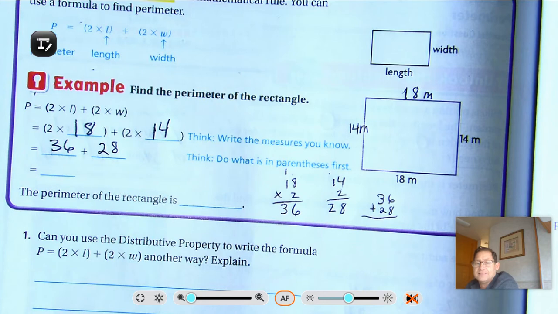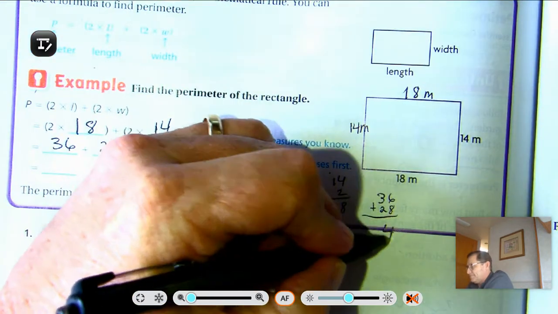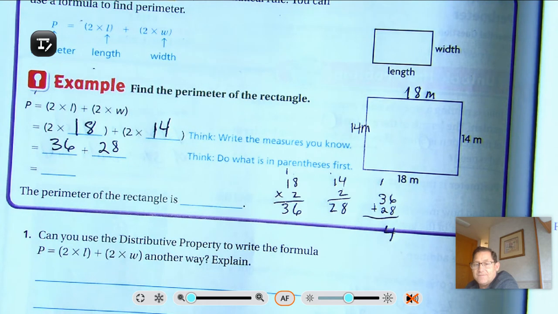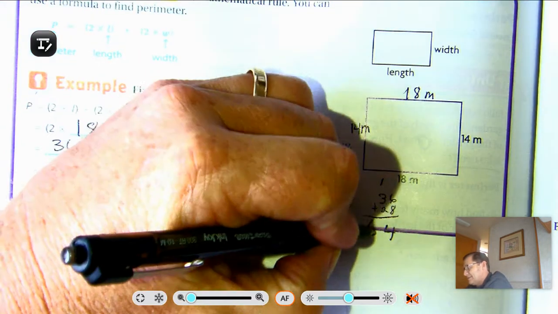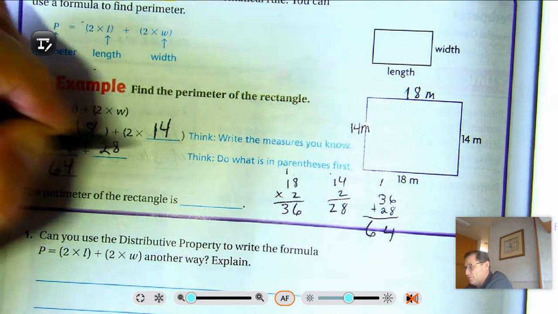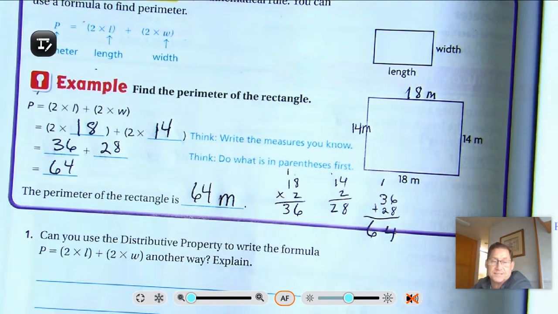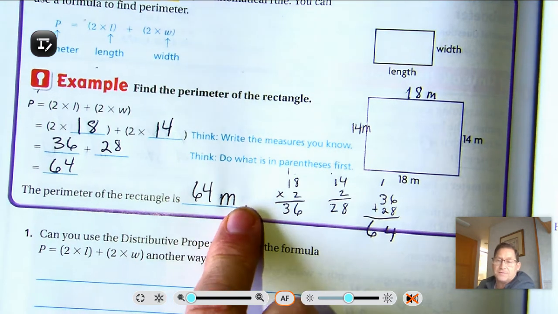8 and 6 more is 14. Regroup the 1 as 1 ten and 4 ones. We get 3 plus 2 is 5 tens plus the regrouped ten, 6. So 64. The perimeter of the rectangle is 64 meters. You do have to put the unit on here. Okay.